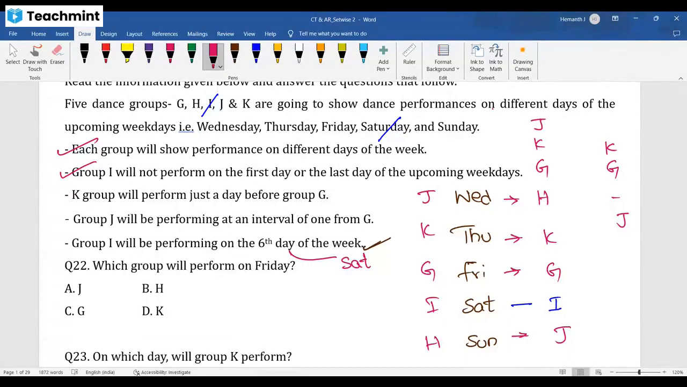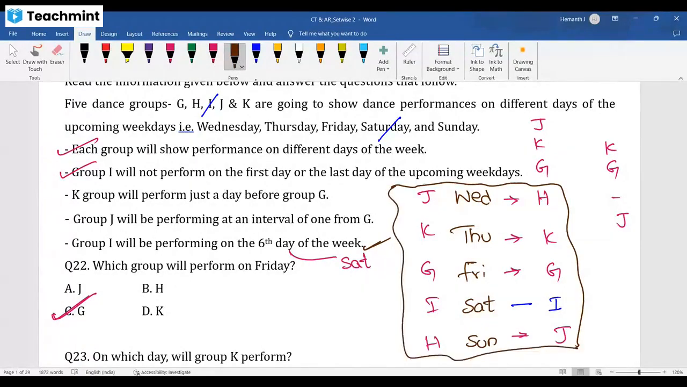J will perform at an interval of 1 from G. So J and G have one gap between them. I is on the sixth day. There are two possibilities. Which is on Friday? That's fixed. G is on Friday. Okay, that's no problem. Sometimes they're not giving full data. Options are going to help us come out of that question. This is the case.